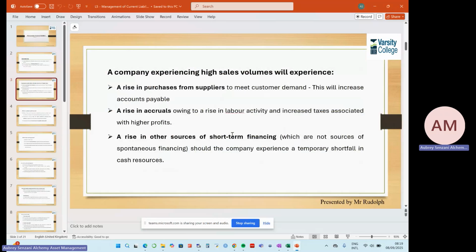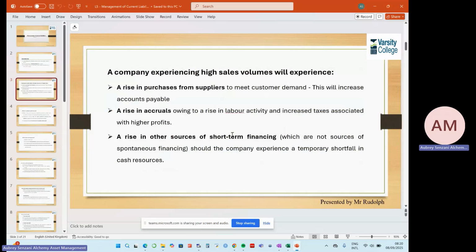Then you have a rise in accruals, owing to a rise in labor activity and increased taxes associated with higher profits. And we will break down accruals, but from your Accounting 1B, you should be well aware of what accruals are. In this context, we're talking about expenses that are owed, which we know then become current liabilities, which is exactly what we are talking about today, current liabilities.